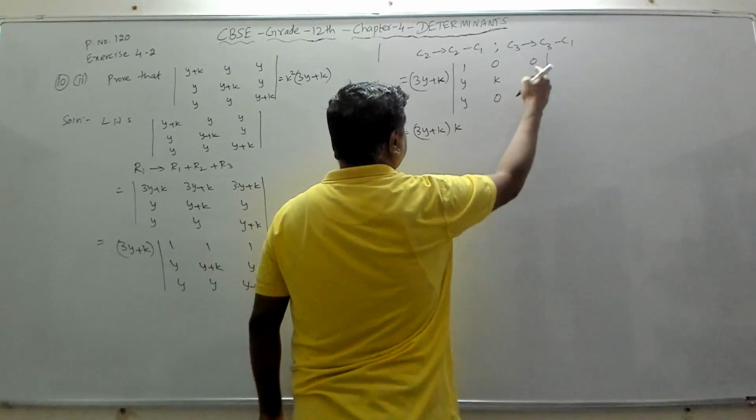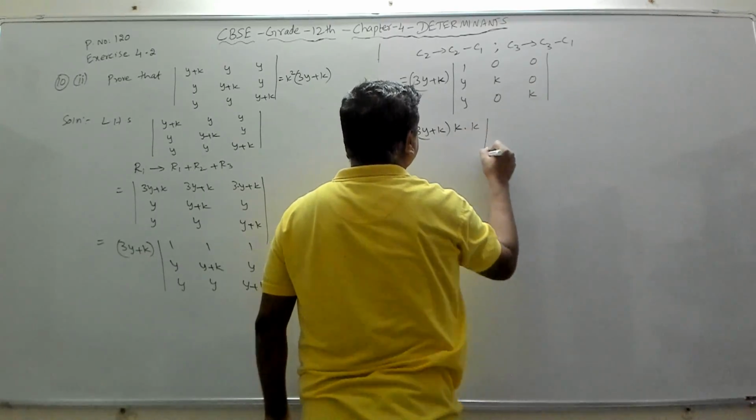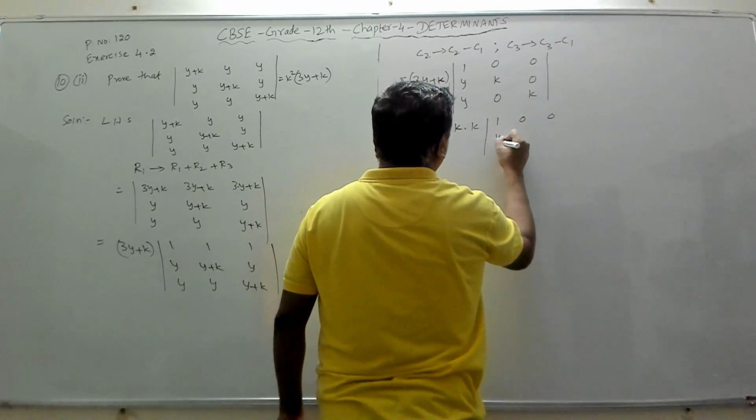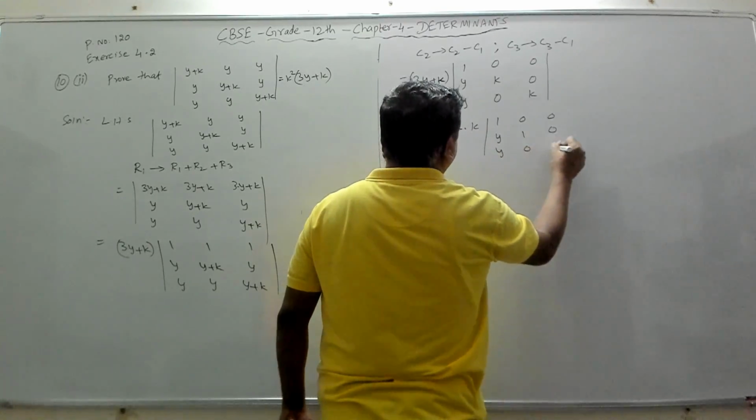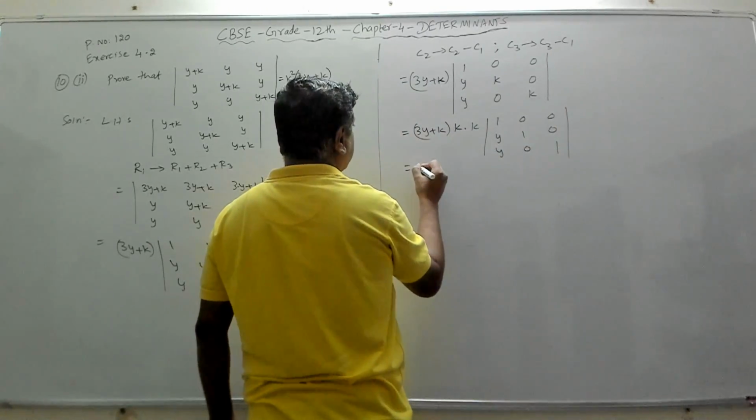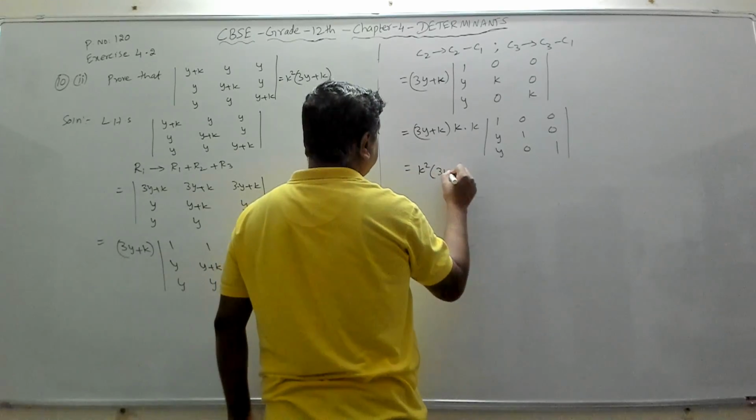So k can be taken out. Here also k is common. One more k can be taken out. You get 1, 0, 0, y 1, 0, y 0, 1. Right. So this will become k square into 3y plus k.